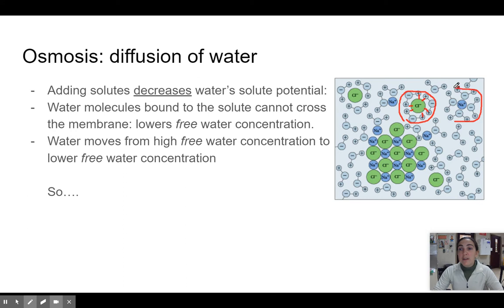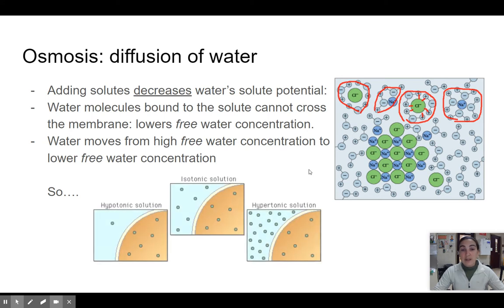And same thing over here. All of these are kind of bound together in this big clump. So everything I'm circling is no longer free water. And so when you add a solute like this, the amount of water that's actually free to move is much lower. The molecules that you have maybe over here on the side are still free, but there's a much lower percentage of free water when you add a solute. And so if you think about that in terms of our hypertonic, hypotonic, isotonic solutions, it can help you figure out which direction the water is going to move.